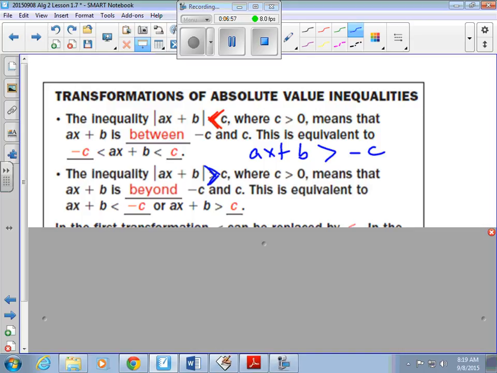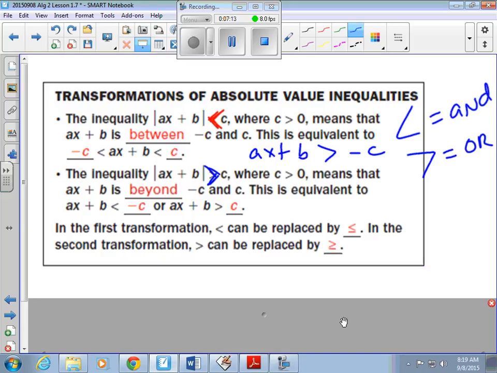Write this on the side, everybody. Less than equals and. Greater than equals or. Or is the one that you write separate. And is the one that you write in the middle. And then that last portion simply says less than is the same thing as less than or equal to. Greater than is the same thing as greater than or equal to. And nobody has any issues with that. You don't change those.